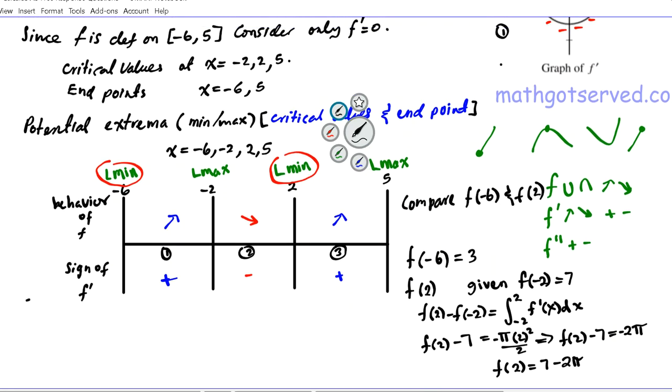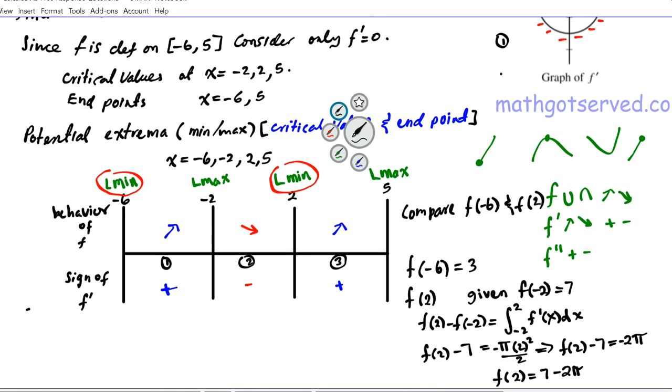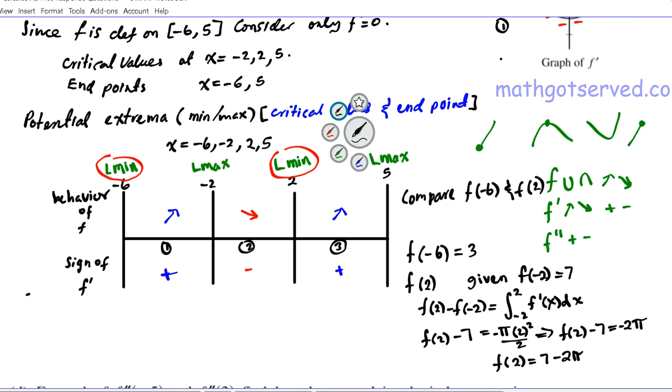We can clearly see that. So let's write down what the answer is. The absolute minimum is 7 minus 2 pi. That's the smallest output in this particular scenario.